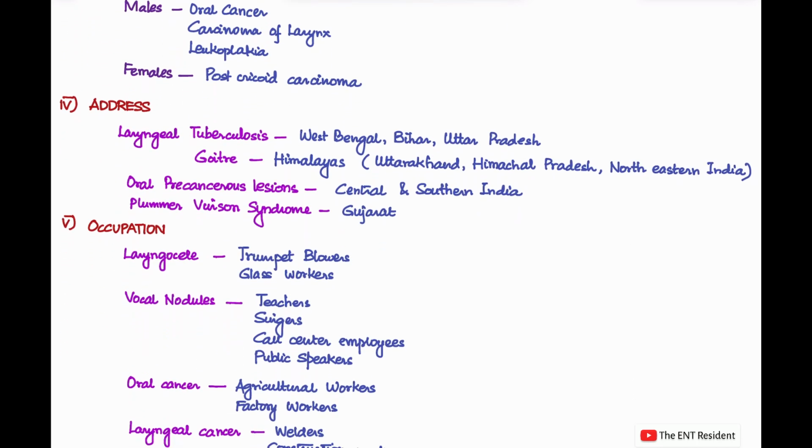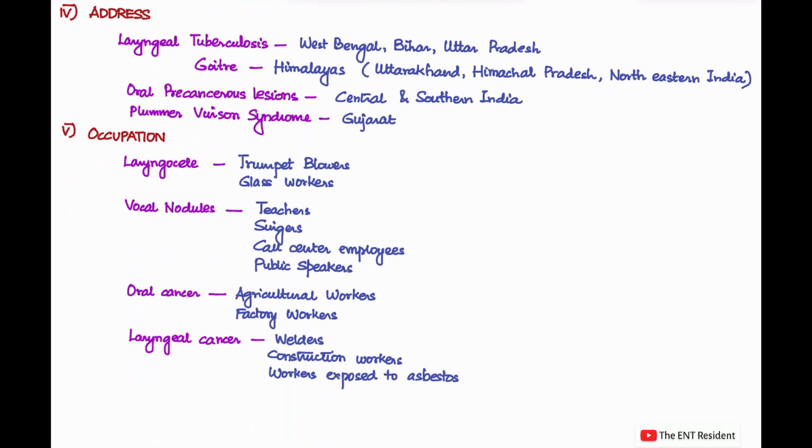Next, we move on to the occupation of the patient. How is occupation important? When a patient presents to you with a chief complaint, for example, somebody comes to you with hoarseness of voice which is consistent, you will have to ask if there is any history of vocal abuse. And there are certain occupations in which vocal abuse is very common, for example, teachers, singers, hawkers.